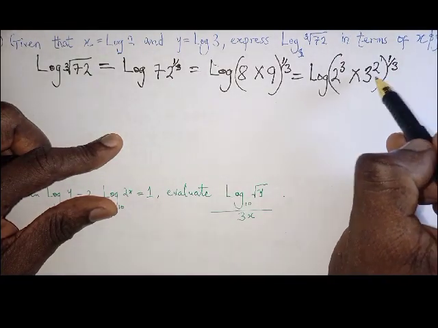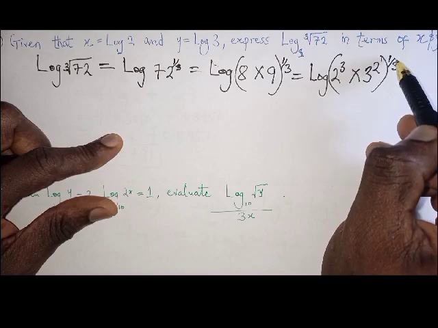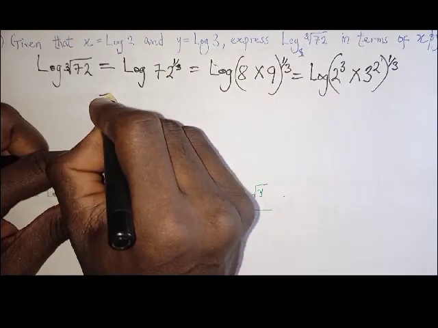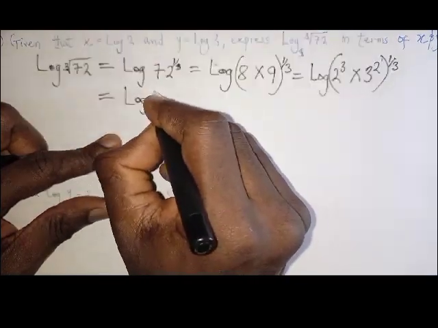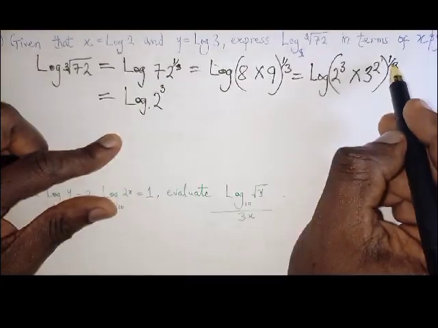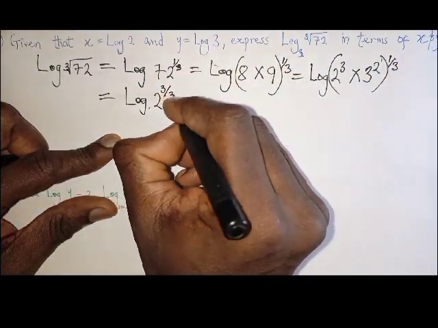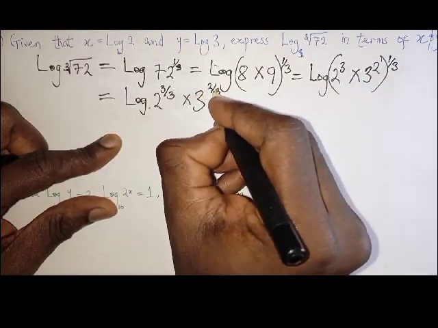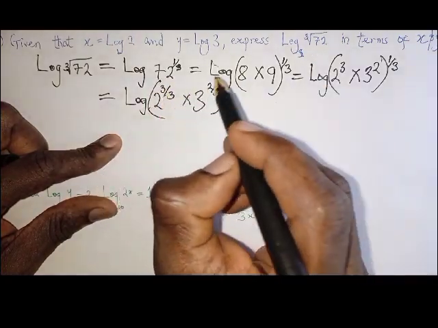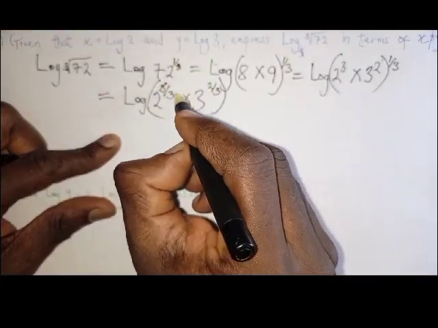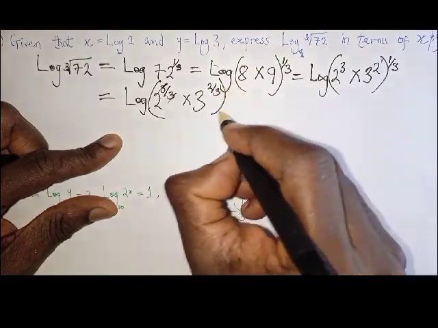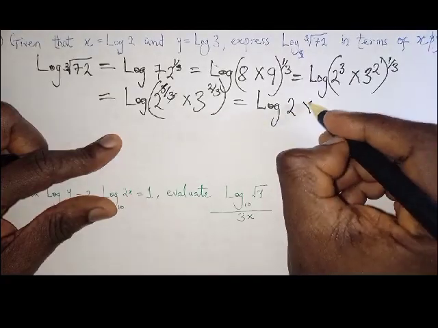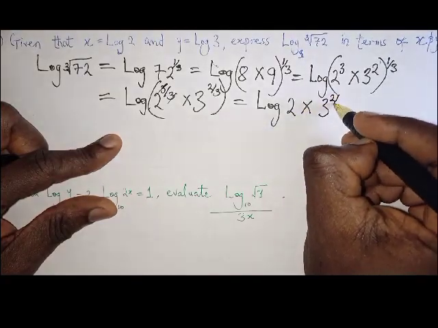Okay, then one of the laws of indices has it that this will definitely multiply the powers. So I'm going to take it to be log 2 raised to power. Now 3 times this is going to give me 3 over 3, while 3 times this is going to give me 2 over 3. So at the end of the day, these guys are going to cancel out. Then I'm going to be left with this. So I have log 2 times 3 raised to power 2 over 3.